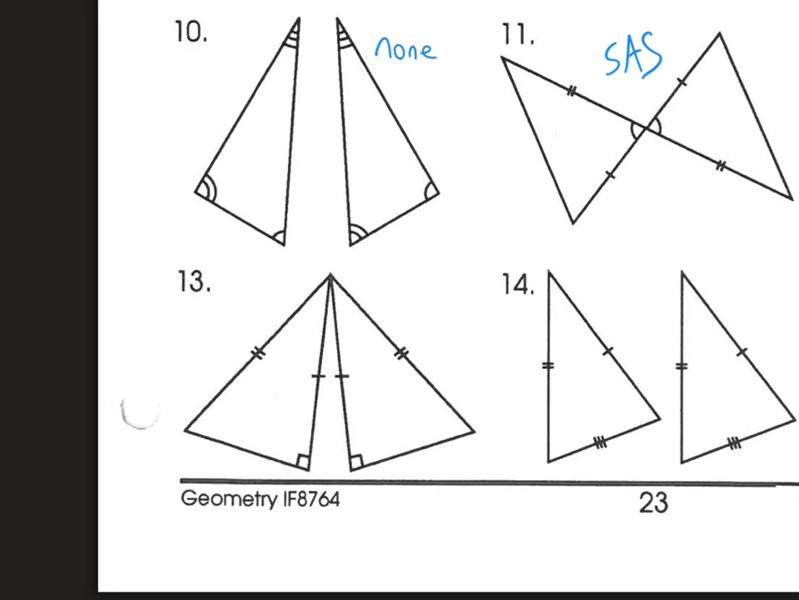Number 13. Okay, we have right angles. We have this side is congruent to this one. This side is congruent to this one. The angle we know is not in between the 2 sides, but these are right triangles, and we do know the hypotenuses are congruent, and we know one of the legs are, so this would be a hypotenuse leg.